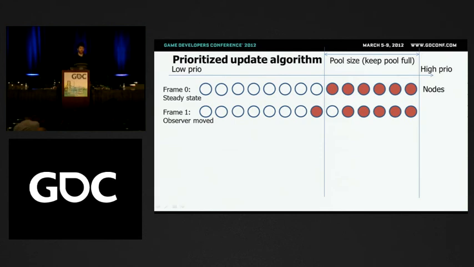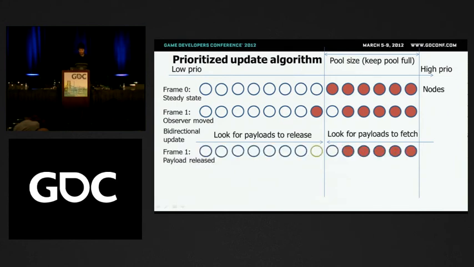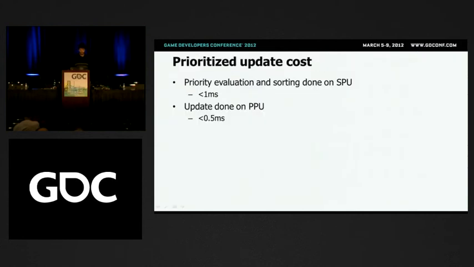Frame 1, the observer moves, and there's a shuffle in the priority list. We then run a bidirectional search on this sorted list, looking for nodes that need payload and nodes that shouldn't have it. We identify the node that shouldn't have a payload, offload it, and the next frame we'll be able to fill the new hole in the pool with the new data.